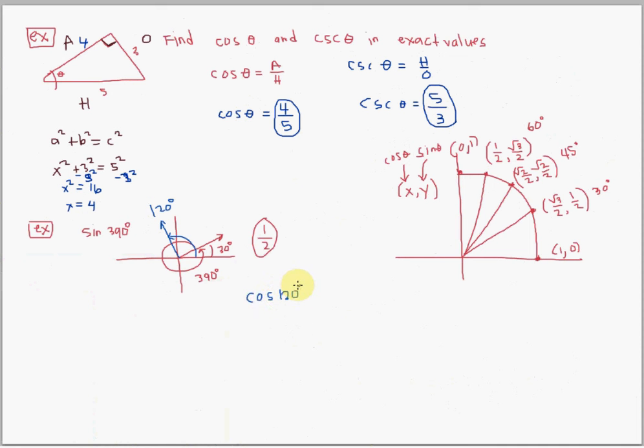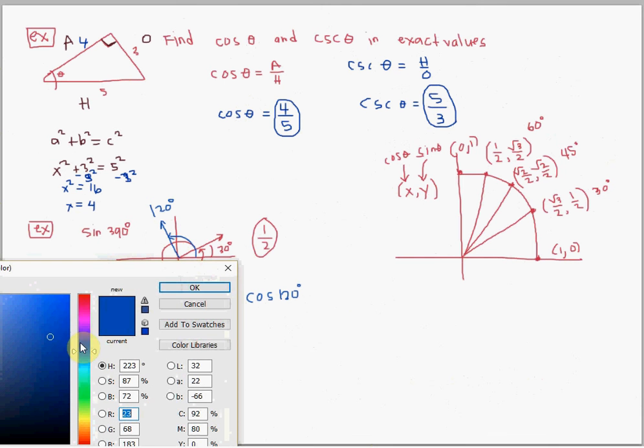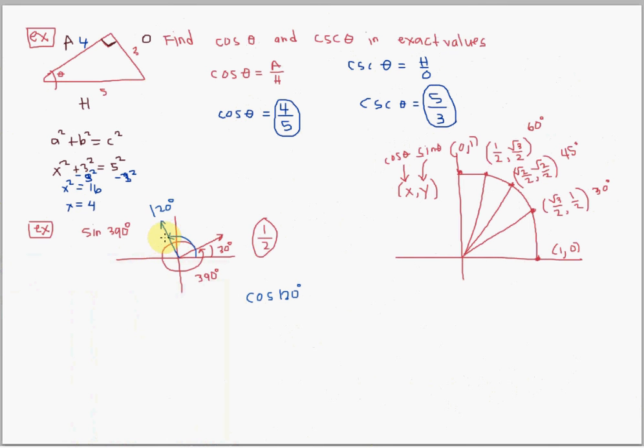Well, with 120 degrees, what's really important is how far it is from the x-axis. This distance right here is 60 degrees, which means that the values that go with this coordinate point are going to be the same as the 60-degree values, the 1/2 and square root 3 over 2, but we're in the second quadrant. In this quadrant, the x-coordinate is negative, and the y-coordinate is positive. So it'll be negative 1/2 and square root 3 over 2.